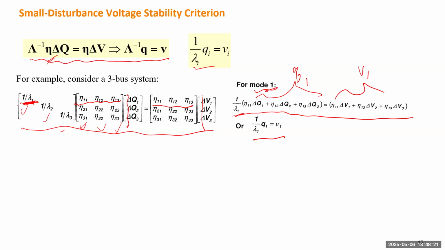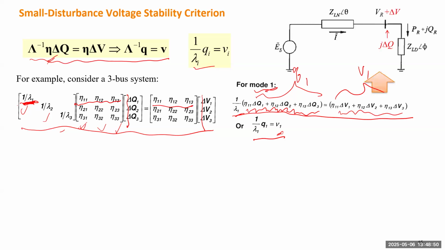This one will tell you, when you inject Q1, how the voltage will change regarding this mode number 1. But definitely that Q1 is not the actual Q1. The Q1 is actually a linear combination of reactive injection at many different locations, 3 different locations. Also, that voltage is not a single voltage. It's actually a linear combination of all the bus voltages.